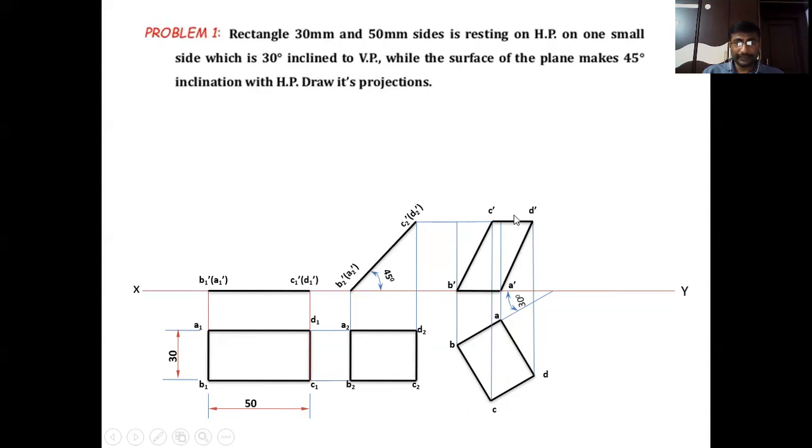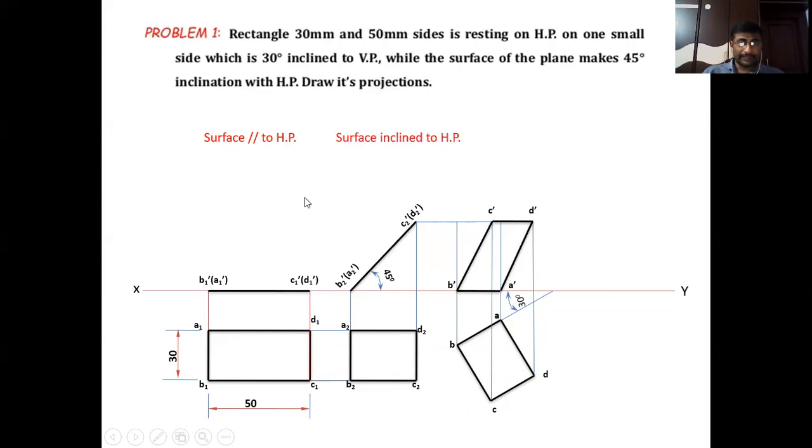In third stage, front view. Clear, students? This is the first stage. These two are the first stage. When that first stage has the surface parallel to HP, we will get this front view on top.